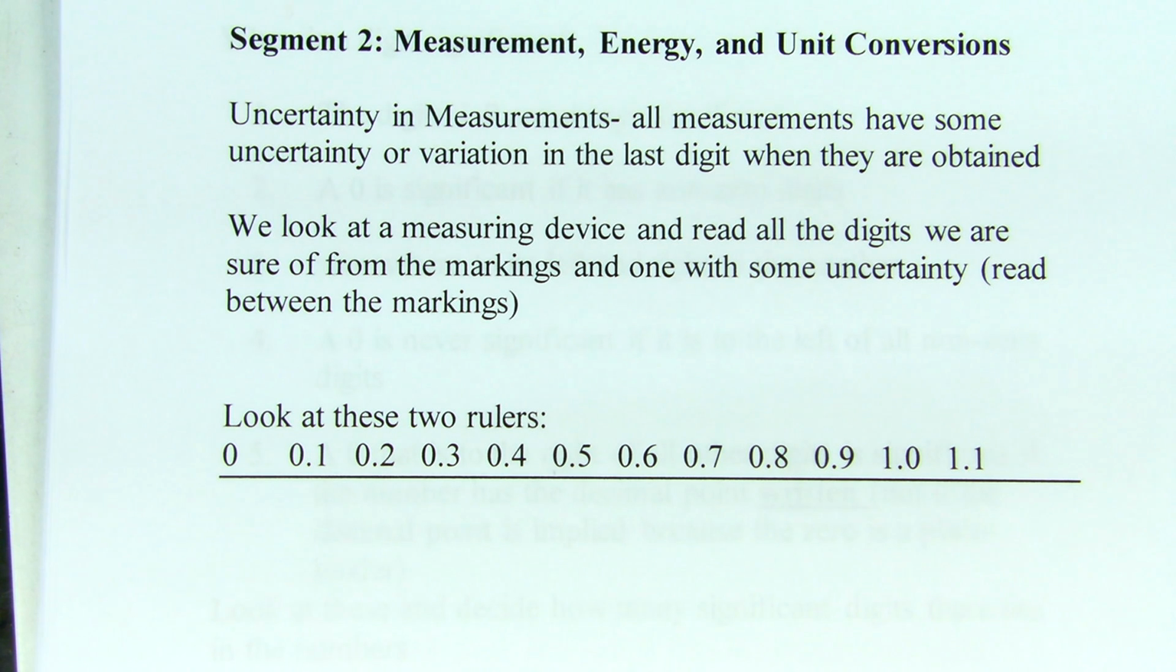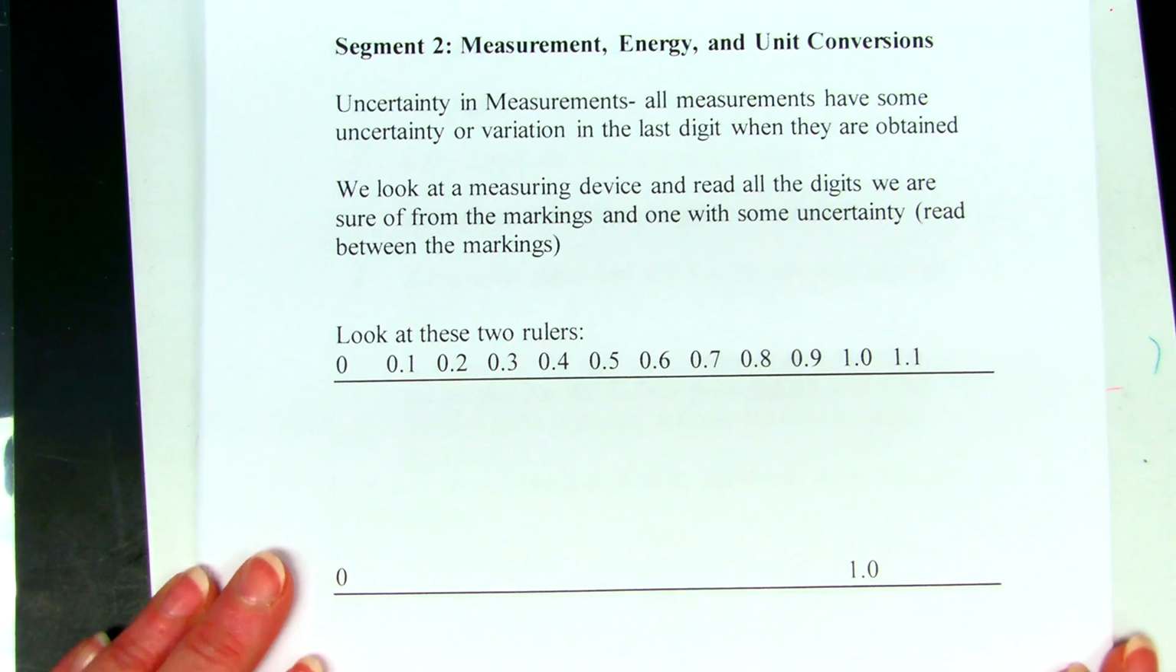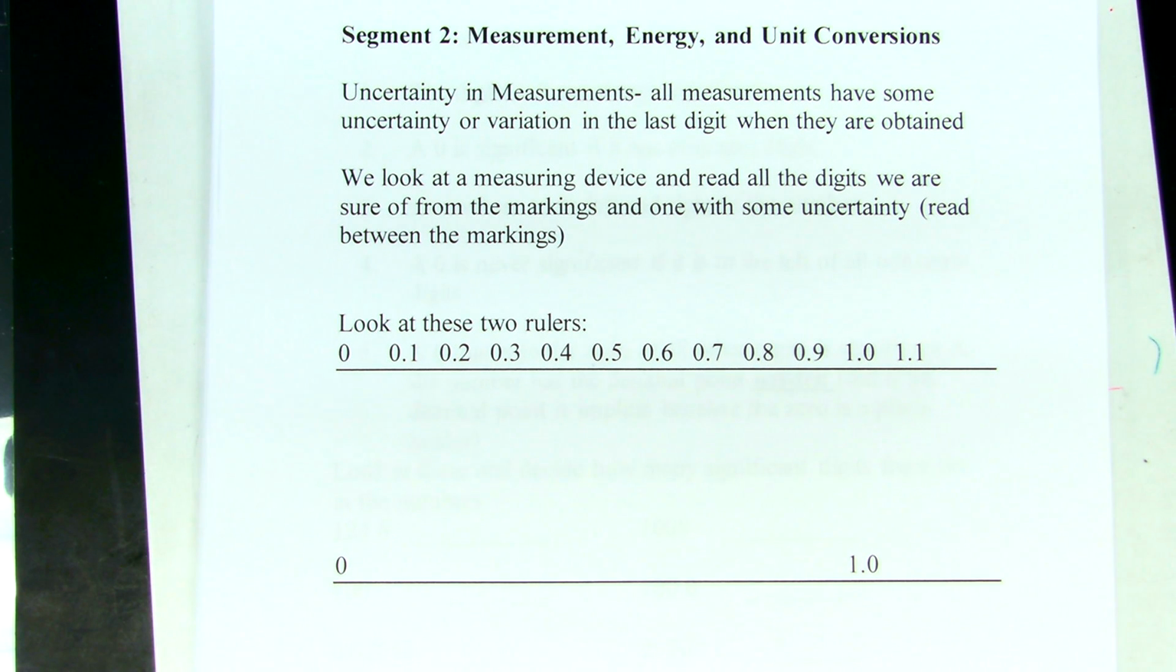So now as we move into segment 2, we start to talk about the math associated with chemistry. We start talking about measurements, energy, and unit conversions. We're going to introduce the math, which is mostly algebra, and we're going to get familiar with the unit conversion method that we'll do over and over again during the semester.